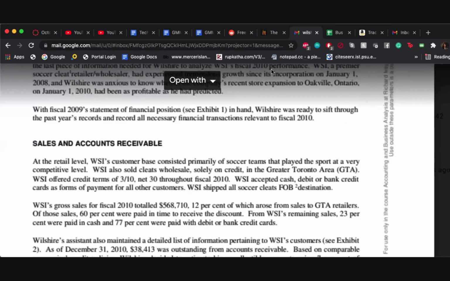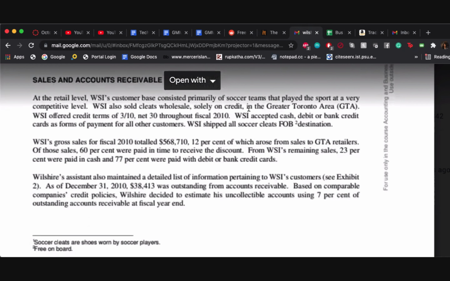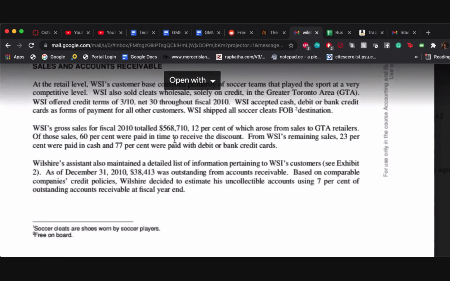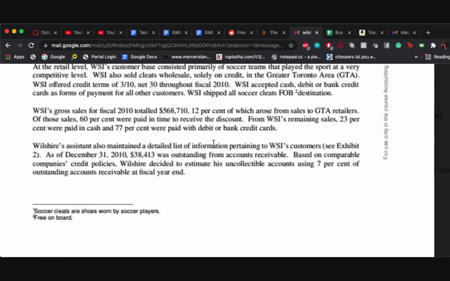Okay, so let's go through Wilshire. When you're in doubt, 90% of the time you should be able to move through things chronologically. So if you are in doubt about a number, 99% of the time it's just in the order that the case flows. Okay. So credit terms, we note these down. Then we know that their gross sales total this much, and this whole section we don't have to look at anything because we have the sales numbers.